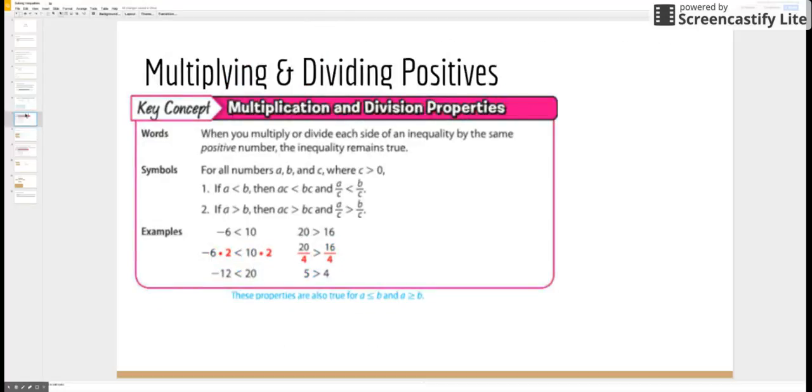Multiplying and dividing positives. So far, all the rules of solving inequalities are the same as solving equations. When you multiply or divide each side of an inequality by the same positive number, the inequality remains true. So here are two examples right here. Negative 6 is less than 10. Let's say I multiply both sides of those by positive 2. I'm going to get negative 12 is less than 20, which is still true. Same thing here. If I divide both sides by 4, I'm going to get the inequality 5 is greater than 4, which is still true.